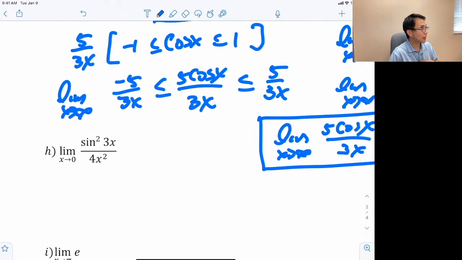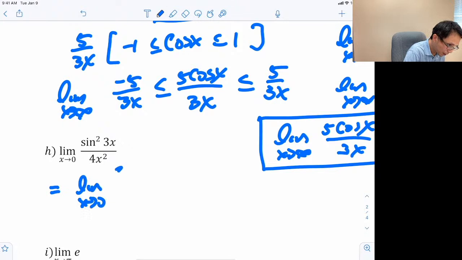Okay, so the next one is a trig limit because x approaches 0. So in this case, it's going to be the limit as x approaches 0 of sine of 3x times sine of 3x over.